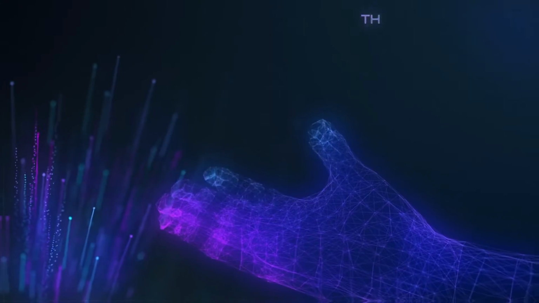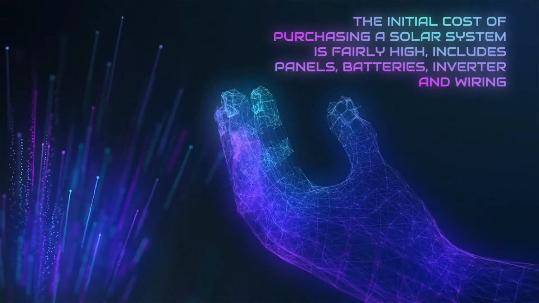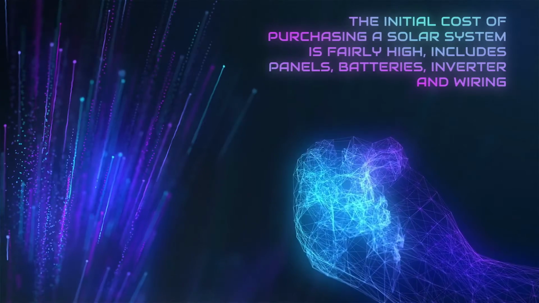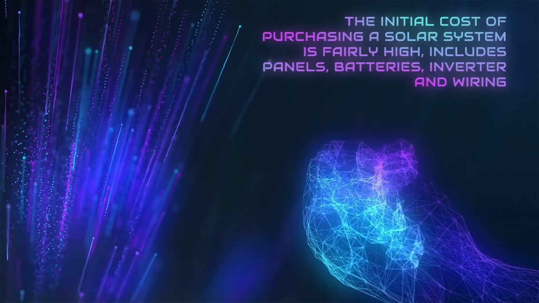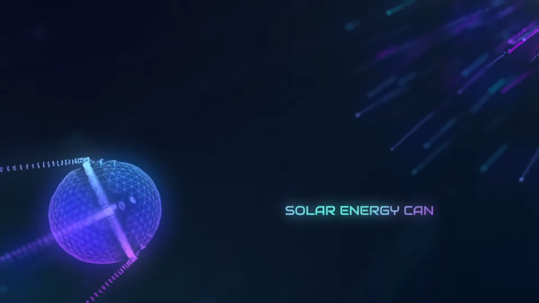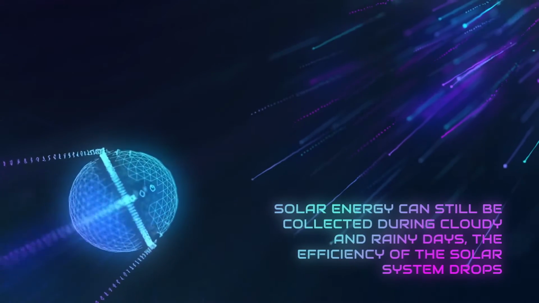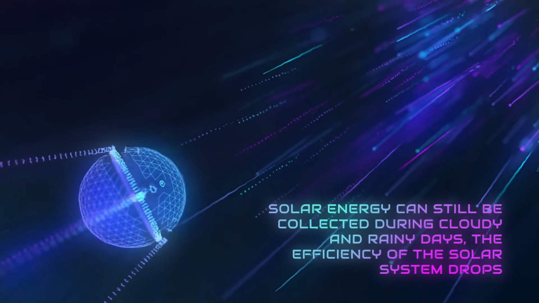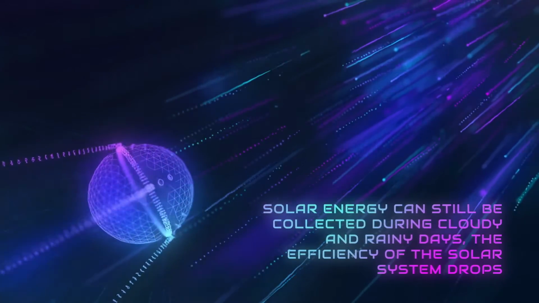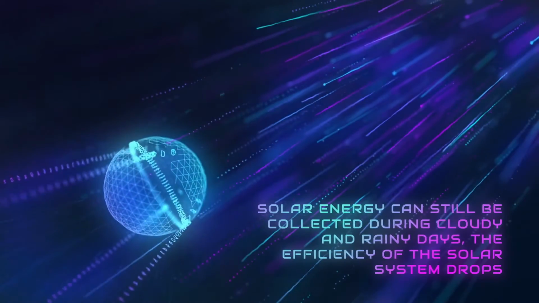The initial cost of purchasing a solar system is fairly high, includes paying for panels, inverter, batteries, wiring. Although solar energy can still be collected during cloudy and rainy days, the efficiency of the solar system drops. Solar panels are dependent on sunlight to effectively gather solar energy.